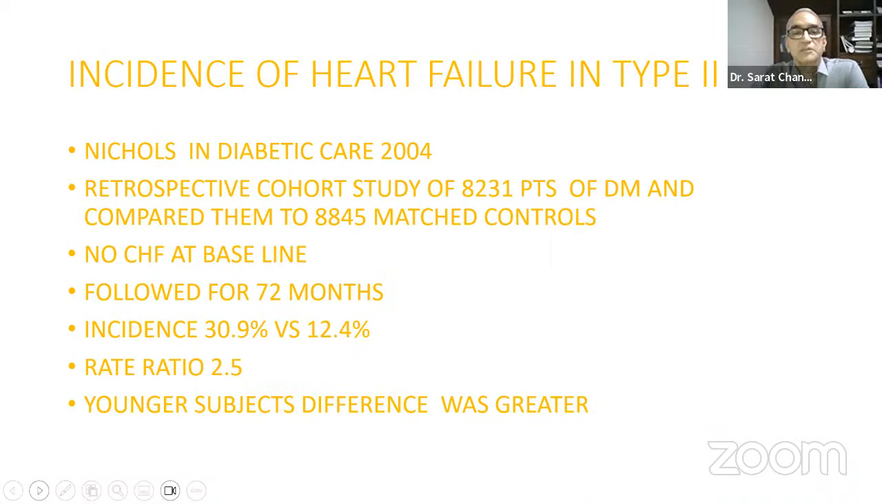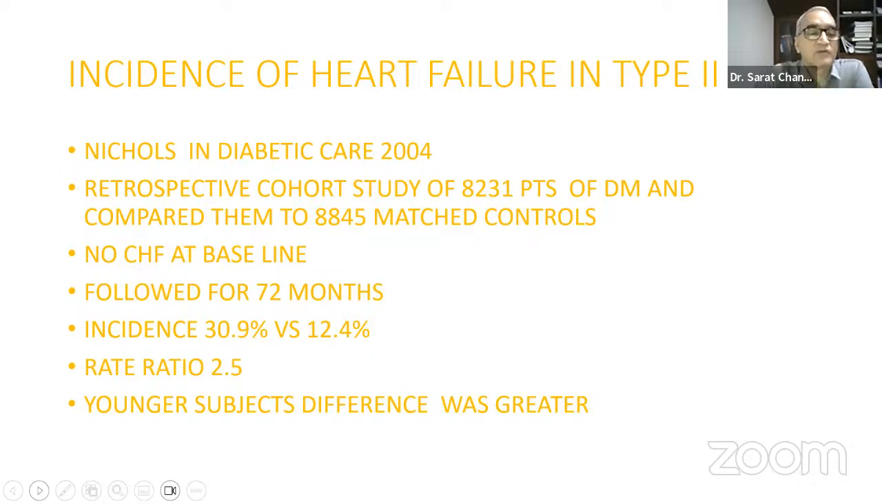Okay, now this is an important study. It will tell you further about the epidemiology of heart failure among diabetics. This is a publication way back in 2004, but it is such a seminal publication that I would like to bring it to you. It was published by Dr. Nichols. It is a retrospective cohort study of 8,000 plus patients with diabetes and a similar number of matched controls, who are also 8,000. And then they were followed up over the course of time to look at what happened.